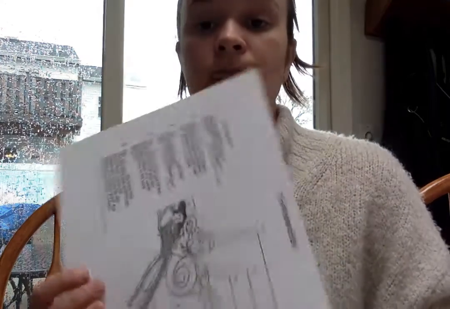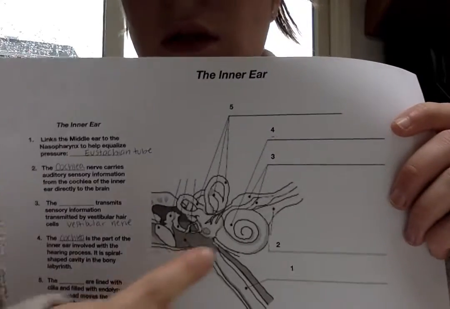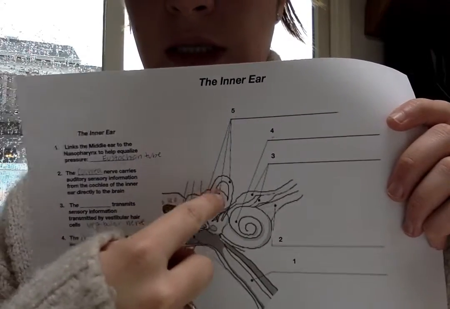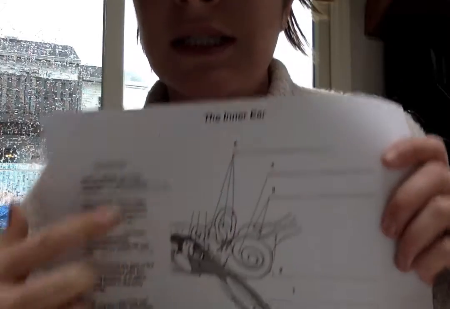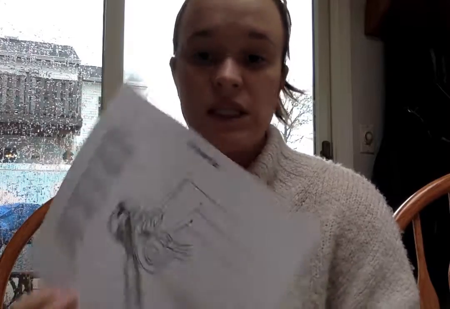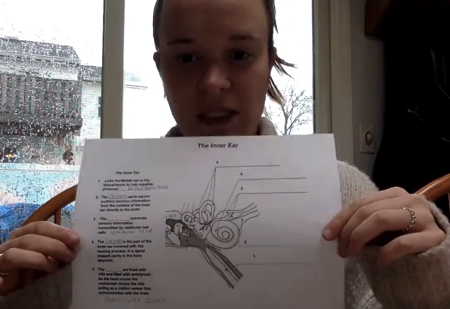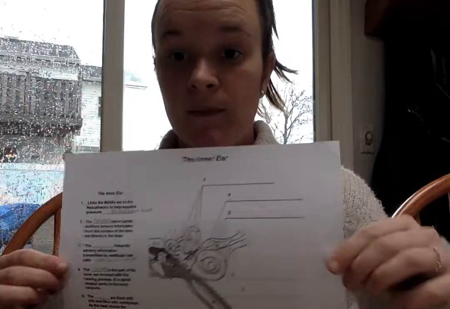And then number 5 says, the blank are lined with cilia filled with endolymph. As the head moves, the endolymph moves the cilia, acting as a motion sensor to communicate with the brain. This question is referring to these 3 semicircular canals. That concludes the first part of the worksheet. It's kind of just a general overview of the different main parts of the inner ear.